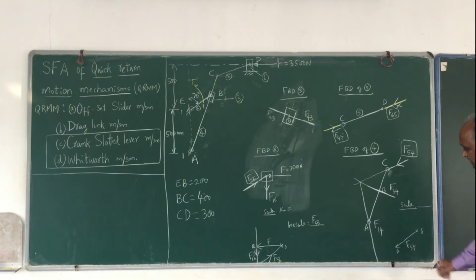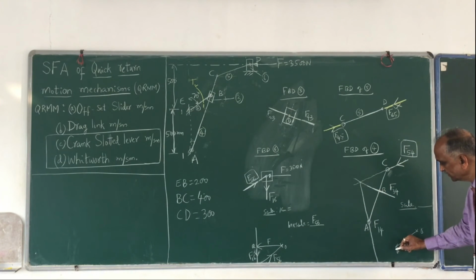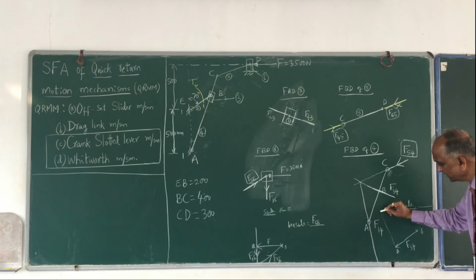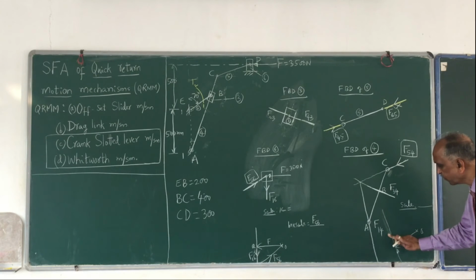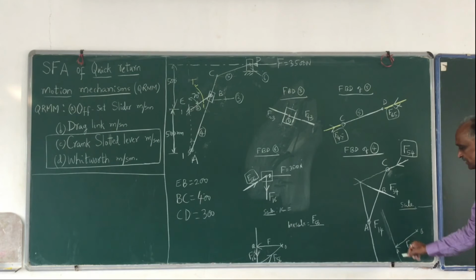Then you draw what is called the second force. I shall draw F14, a line parallel to this. Why this side? I don't know. You don't have to draw it this side only. You can draw it the other side also. Keep the option on the other side. Okay, this is the second force.